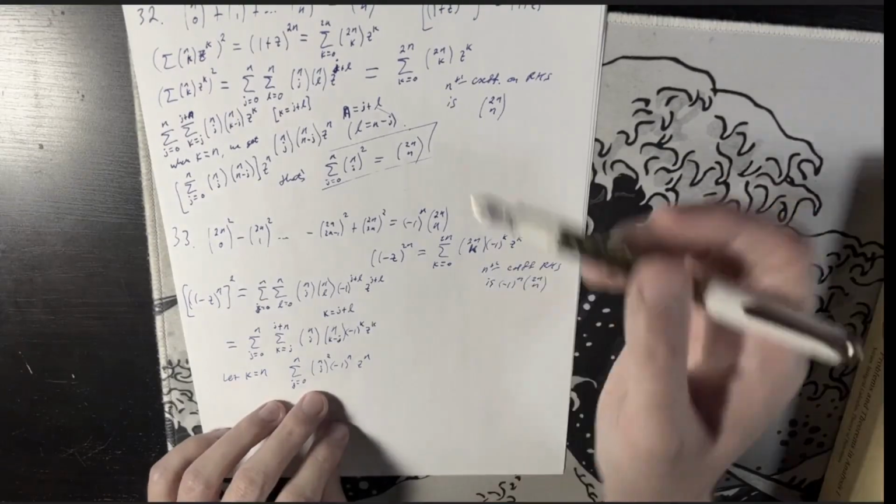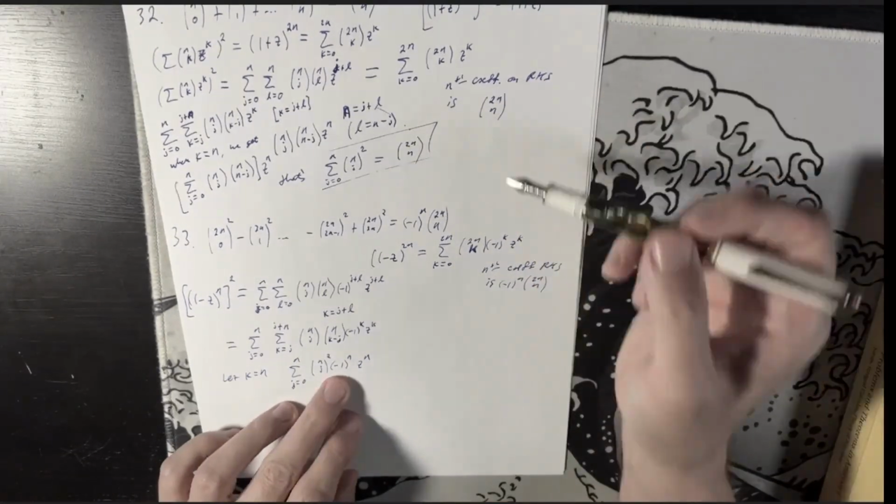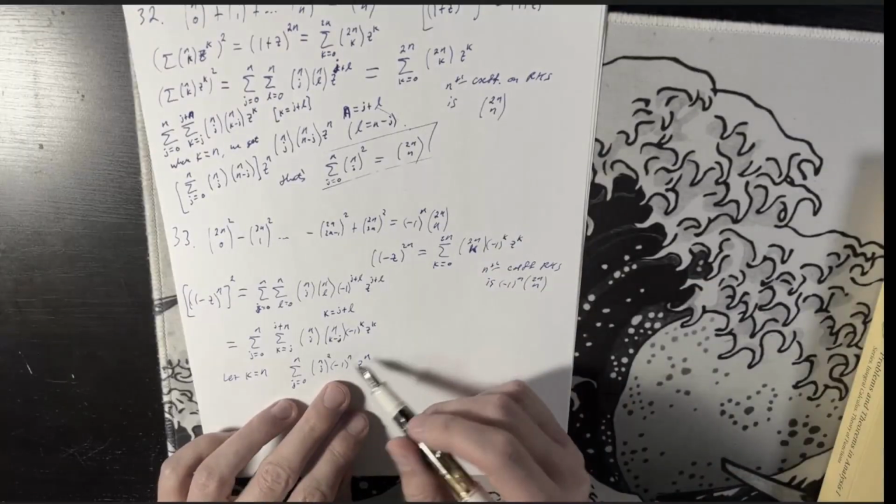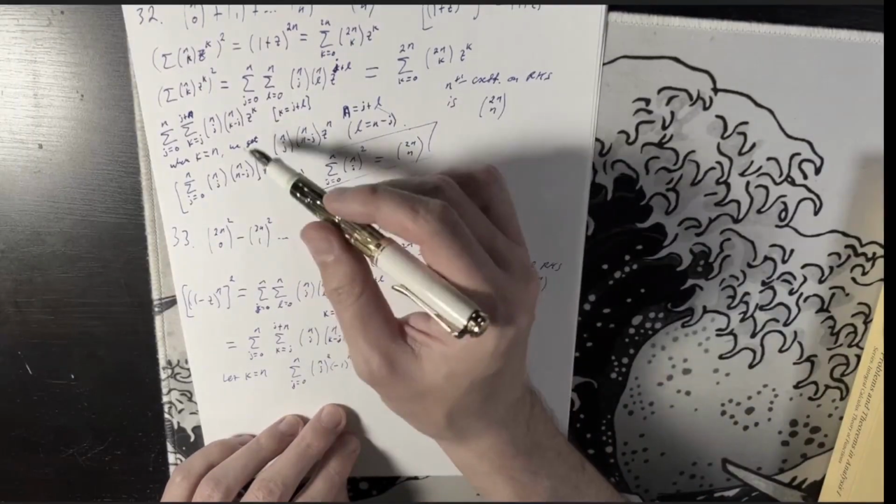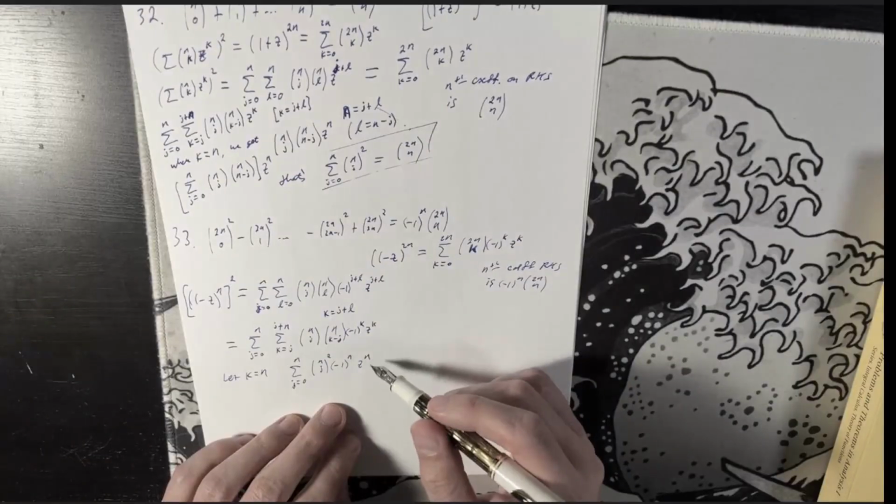Yeah, I basically just showed the same thing again, but with a negative sign in front, right? This was not very interesting. This is just 32 again, what I just did.